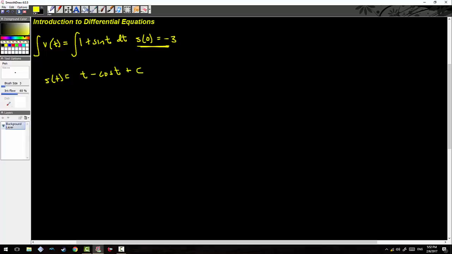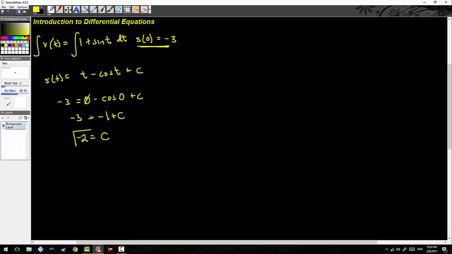0 being -3. Well, what does that mean? It means that if I plug in a 0 for t, in other words, if I get 0 minus cos of 0 plus c, I will actually get a -3 as the answer. And so 0, well, that obviously goes away. Cosine of 0 is 1, so this negative on the outside makes it -1 plus c, and that equals the -3, so c is equal to -2.